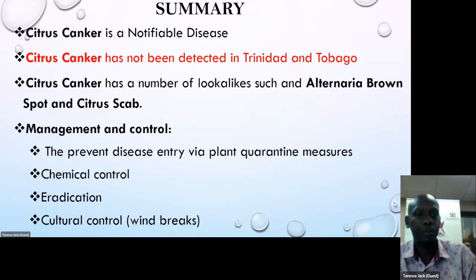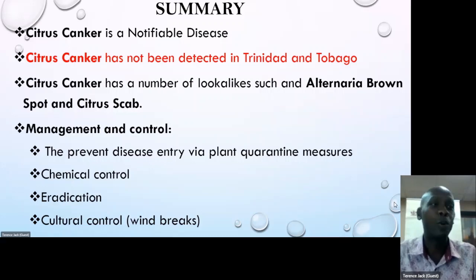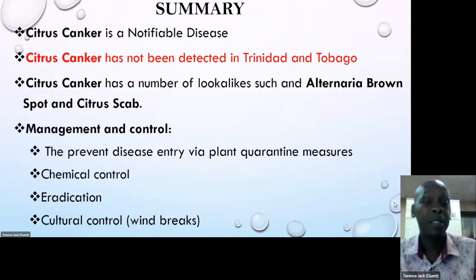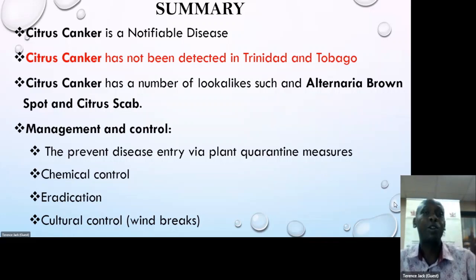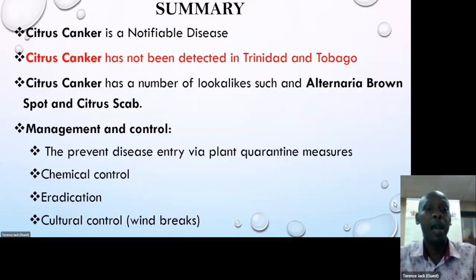In summary, citrus canker is a notifiable disease, and that means if you suspect or determine that citrus canker is present on your citrus farm or in your backyard or in your small garden, you are obligated by law to inform the appropriate authority, the Ministry of Agriculture, Land and Fisheries.